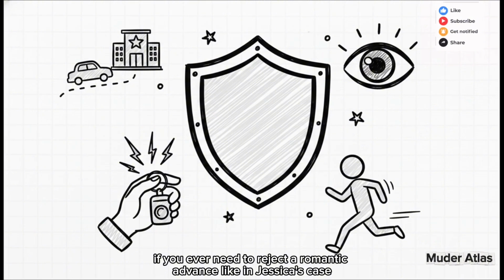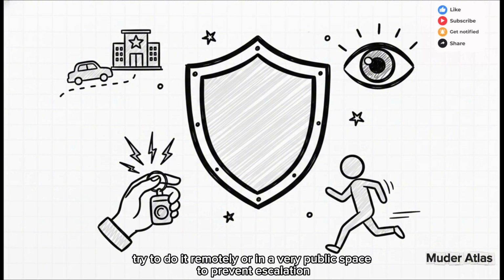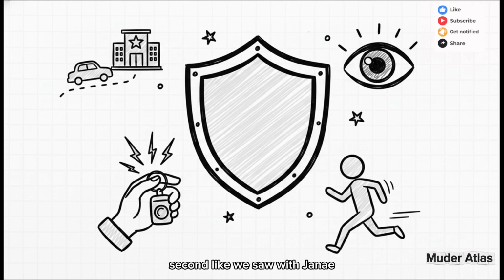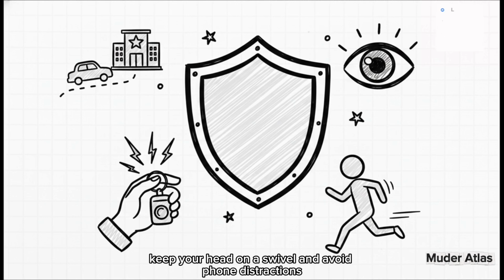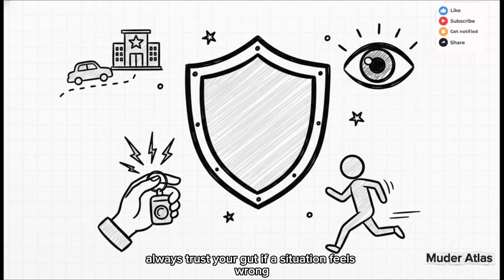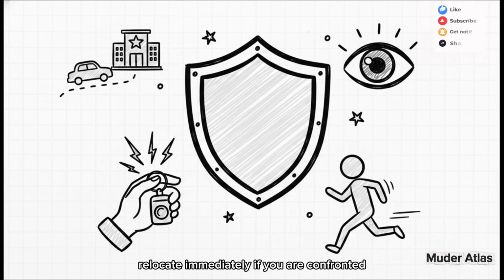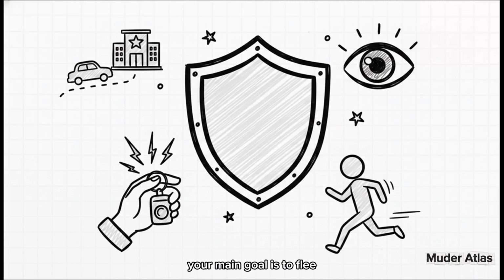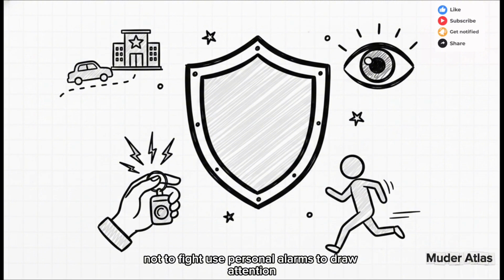First, if you ever need to reject a romantic advance, like in Jessica's case, try to do it remotely or in a very public space to prevent escalation. Second, like we saw with Janai, situational awareness is key. Keep your head on a swivel and avoid phone distractions, especially in parking lots. Third, always trust your gut. If a situation feels wrong, relocate immediately. If you are confronted, your main goal is to flee, not to fight. Use personal alarms to draw attention.